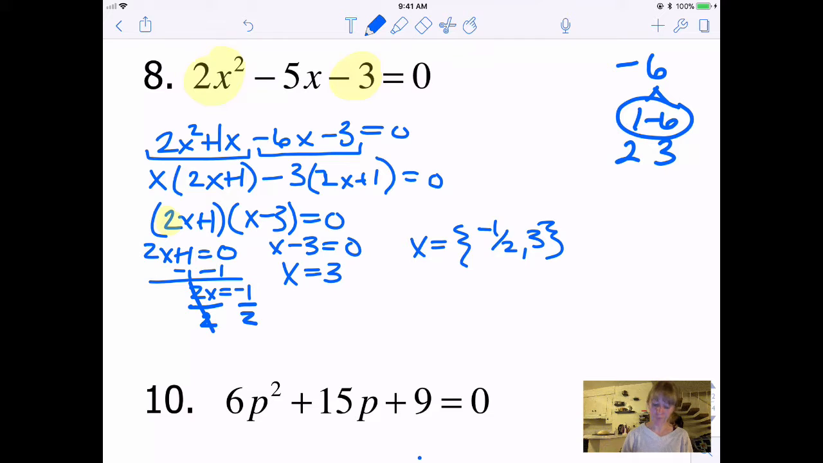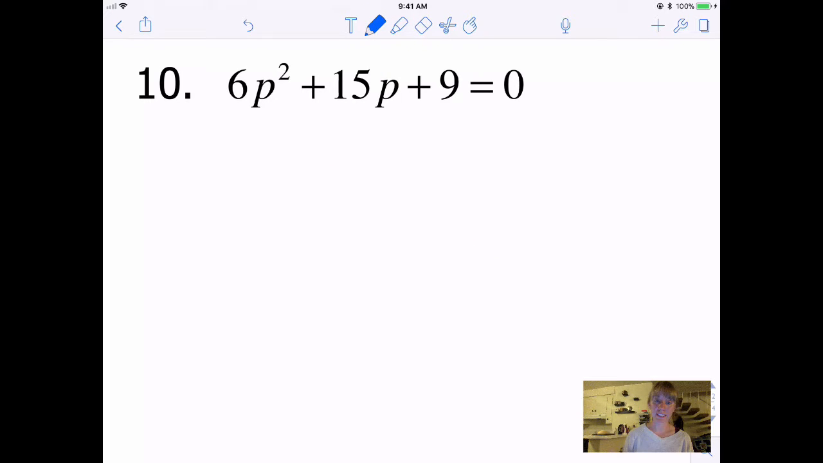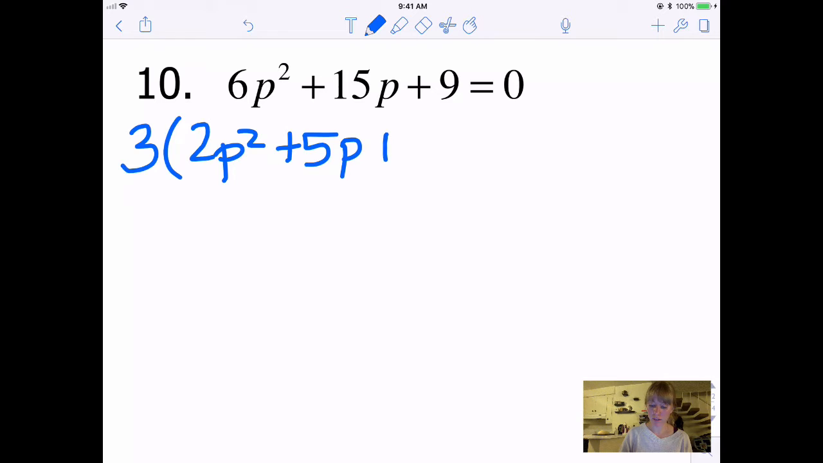Okay. If you want to make sure you totally get that, we would just divide by 2 on both sides there. So I'm going to do number 10, and then I'll have you guys do numbers 9 and 11. The reason I'm going to do number 10 is because we notice actually that we have a GCF in this whole polynomial, and that is 3. So I've got 3 times 2p squared plus 5p plus 3 is equal to 0.